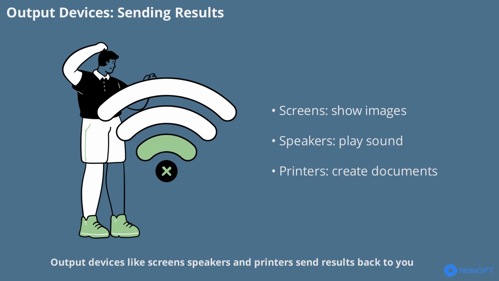Output devices like screens, speakers, and printers send results back to you. They display images, play sounds, and print documents, turning digital information into something you can see, hear, or touch. Output devices complete the loop, making your computer's work visible and useful.